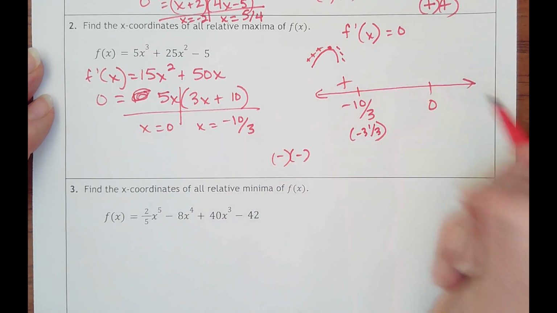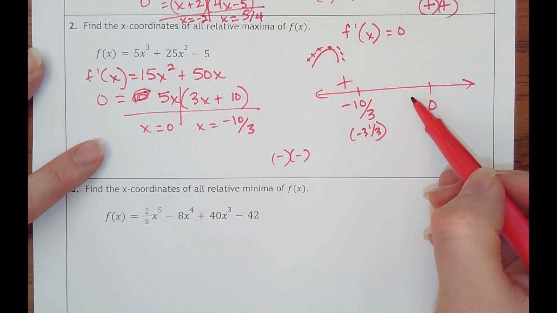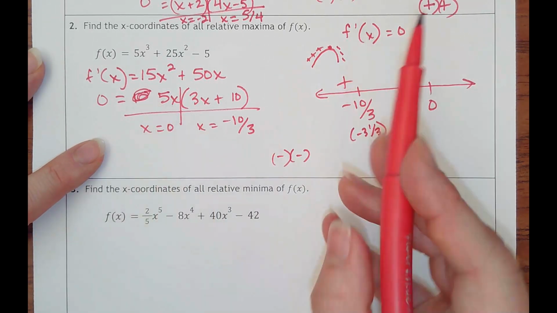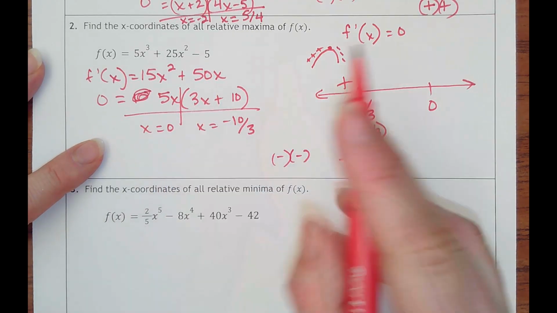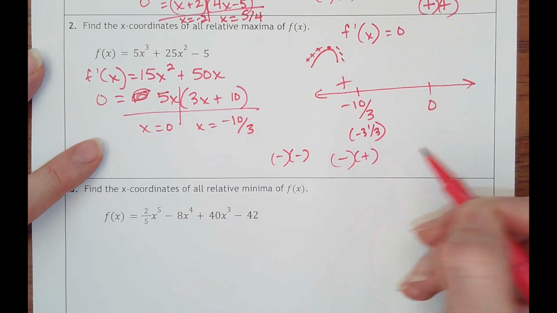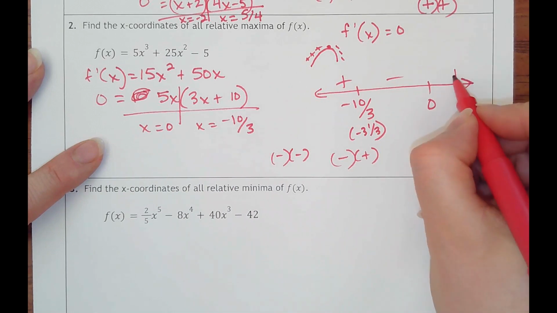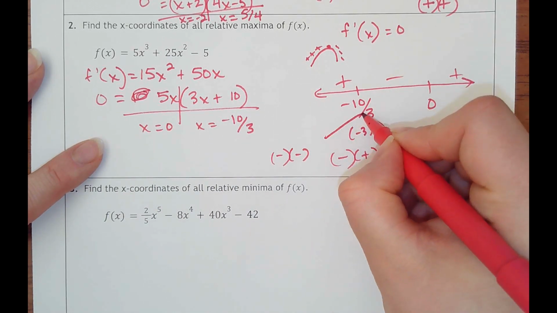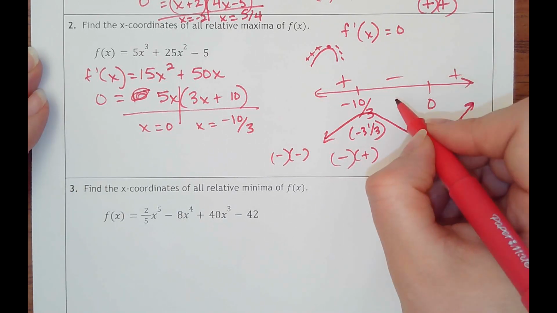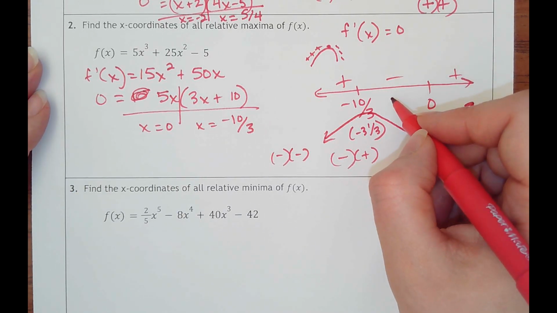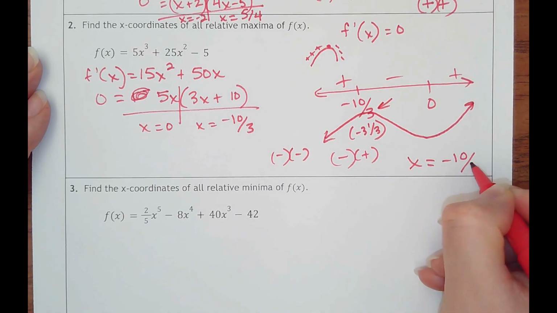Negative times negative would mean this is a positive. So we're increasing. That's a good sign. Maybe that's going to work. And then let's pick like negative 1. 5 times negative 1 is negative 5, and 3 times negative 1 is negative 3 plus 10 is 7, which is positive, and that multiplies to make a negative. And then let's pick 1. Positive and positive would be positive. So yeah, we're increasing, decreasing, increasing. So our relative maximum would be right here. So that'd be x equals negative 10 thirds.